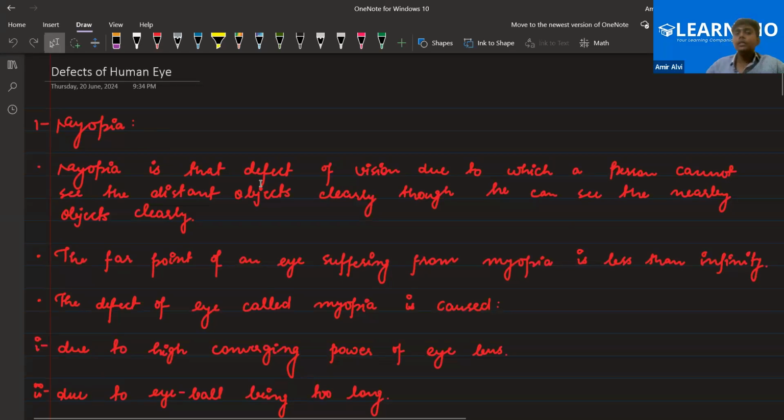Okay, so let's understand the defects of vision. Defects of vision are a kind of defect in which the eye does not work normally. What happens is that you are either not able to see the nearby objects or not able to see the distant objects.